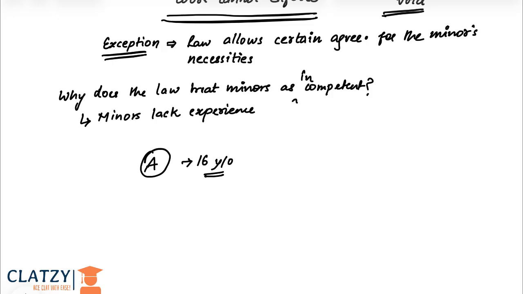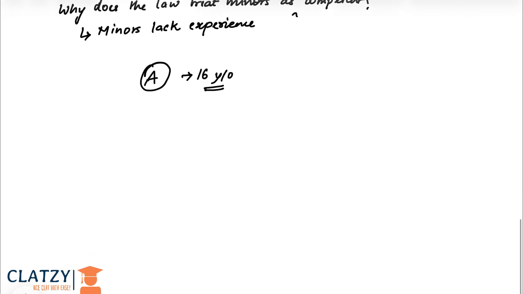Wherever A goes, that college will tell A that sorry, we can't enter into an agreement with you because you're a minor. Imagine what will happen to A. How will he study? Therefore, the law says that for necessities of minors, agreements could be done. What it means is that if there is an agreement with a minor which involves certain necessities for the benefit of the minor, then that agreement is valid.